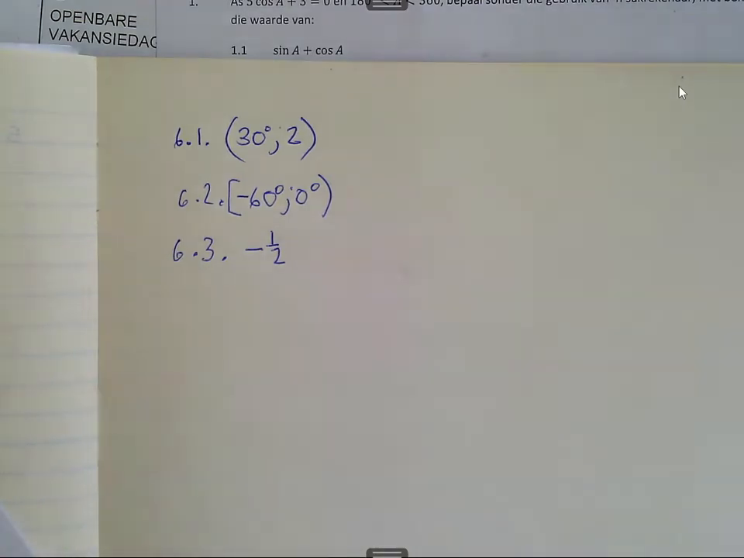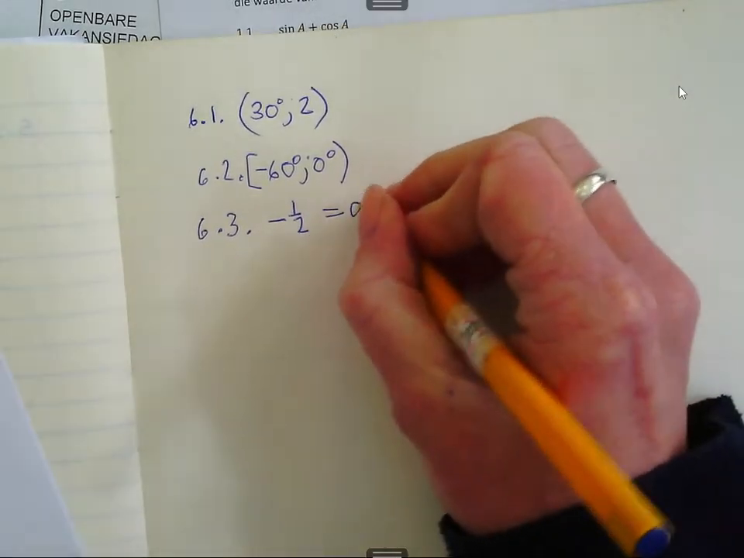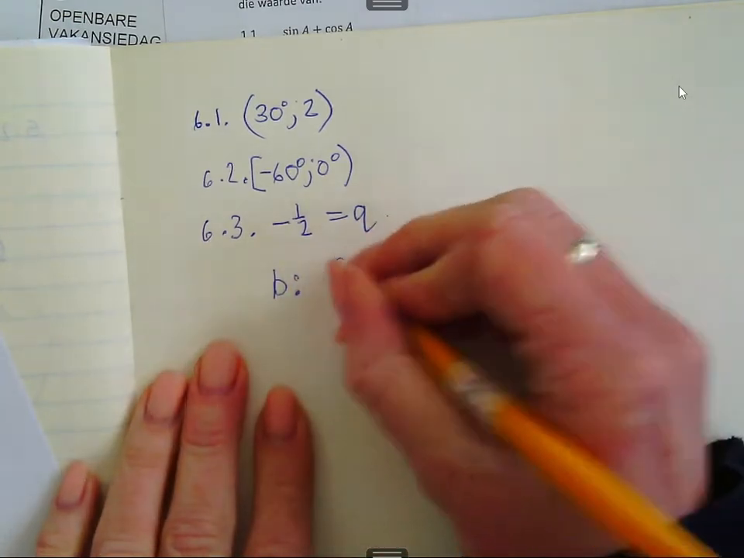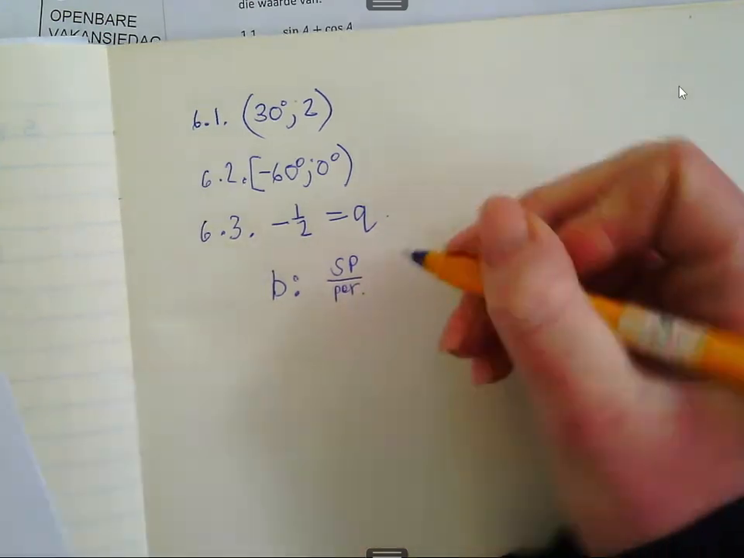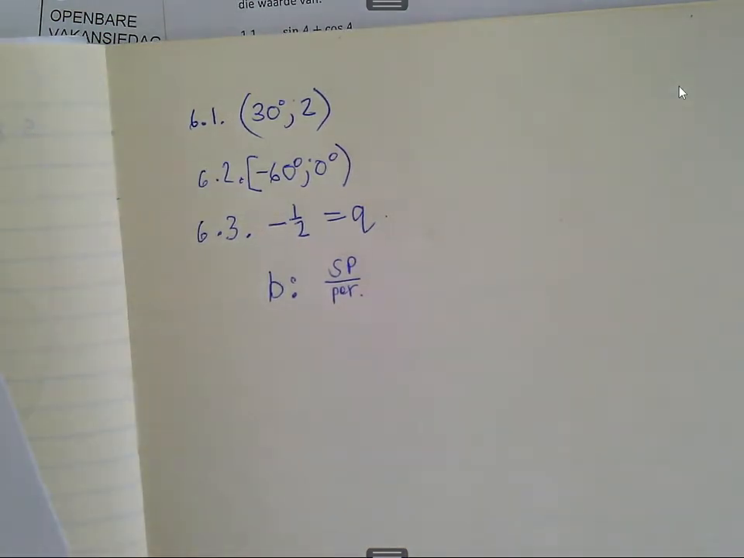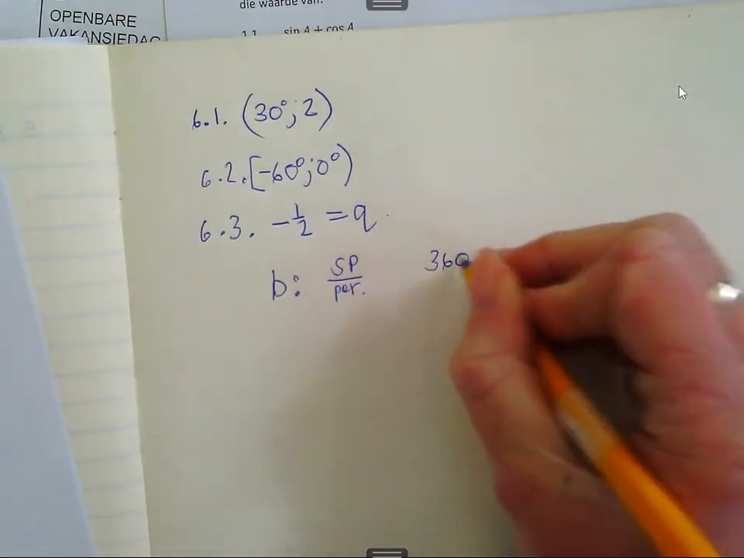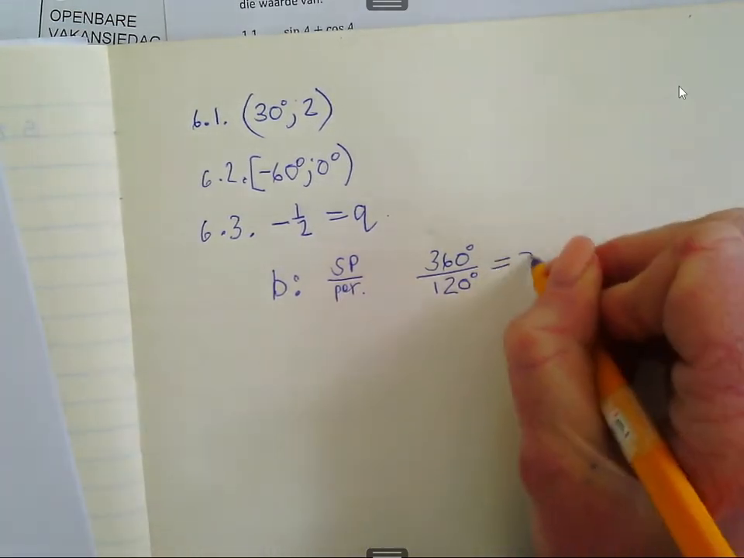And the value of B, this is now the value of Q, no? Okay, the value of B, we're going to say the standard period divided by the period. Just write PER so you don't think it's divided by P, because you know there is a P variable, no? Okay, so it's going to be 360 degrees divided by 120 degrees, and that gives me an answer of 3.